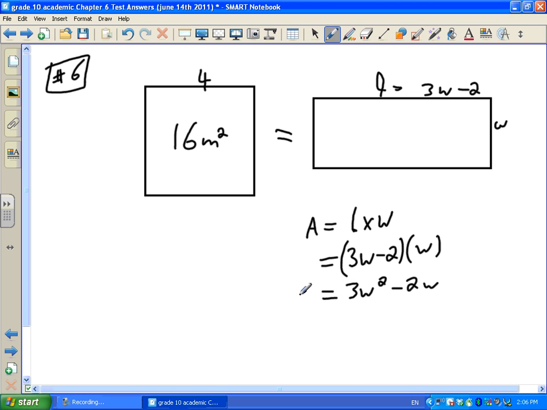So I'm going to replace A, which is area, with the number 16, because we know the carpets have the same area. I'm then going to move 16 to the right side of the equation. So the left side will be 0 is equal to 3W squared minus 2W minus 16. Now I've set up a trinomial. I can factor it.